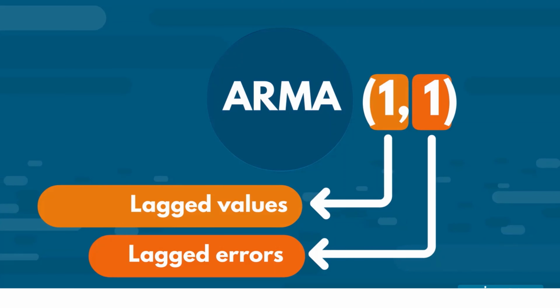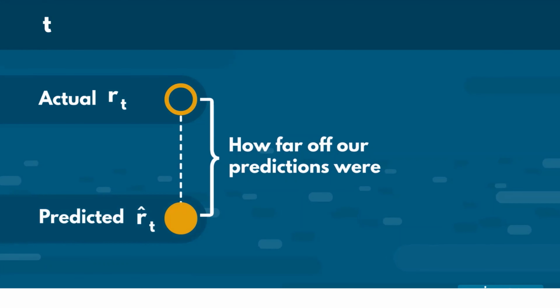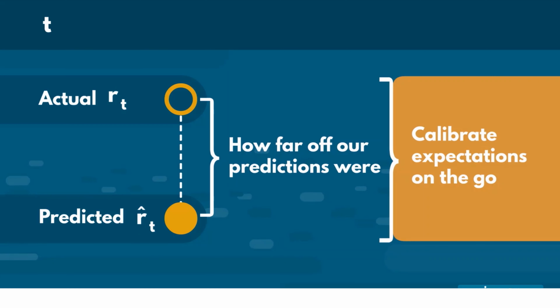In fact, ARMA models are fantastic because they not only take into consideration the actual results, but also how far off our predictions were. This enables us to calibrate expectations on the go without waiting for the markets to respond naturally. Hence, we can account for shocks more easily when our predictions are significantly off.